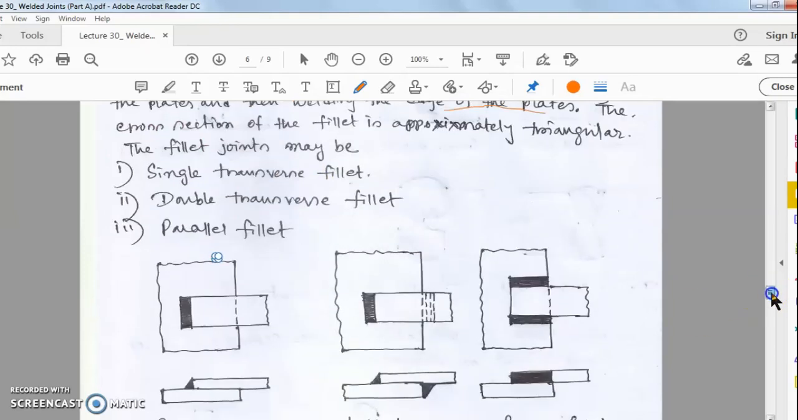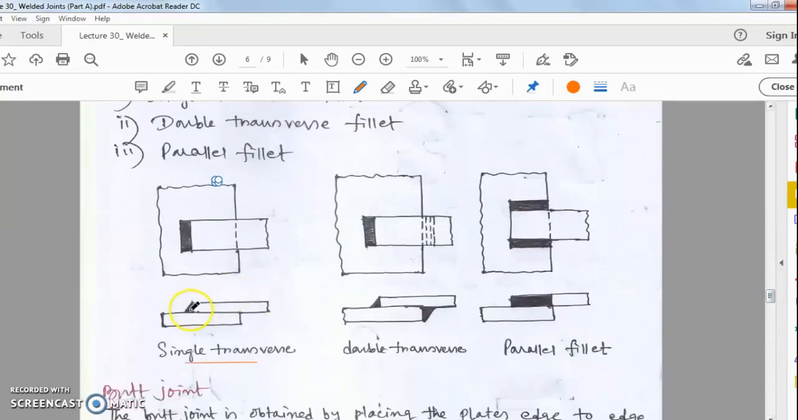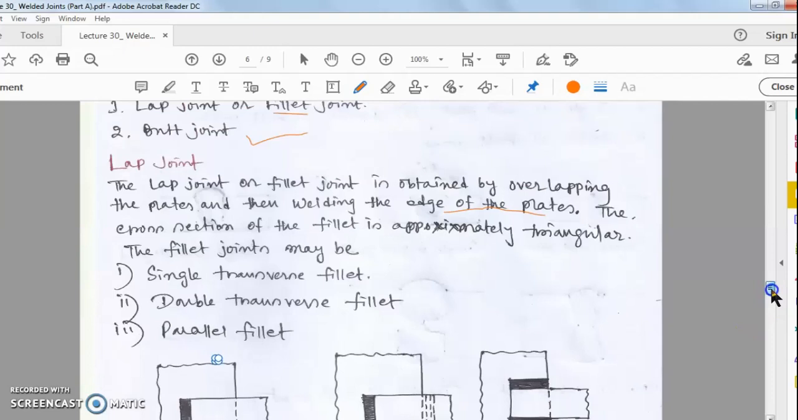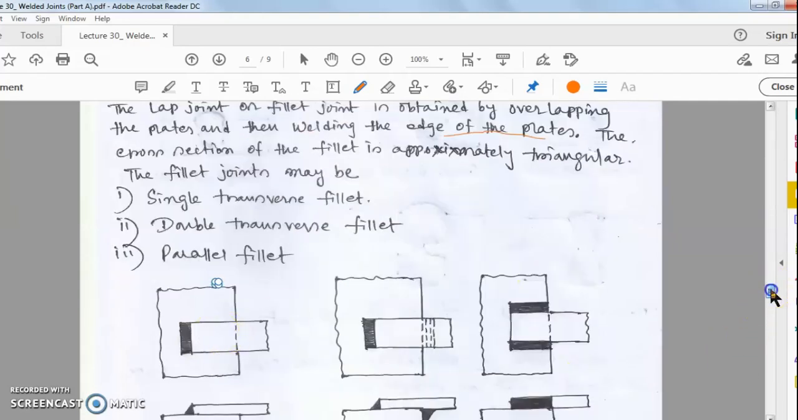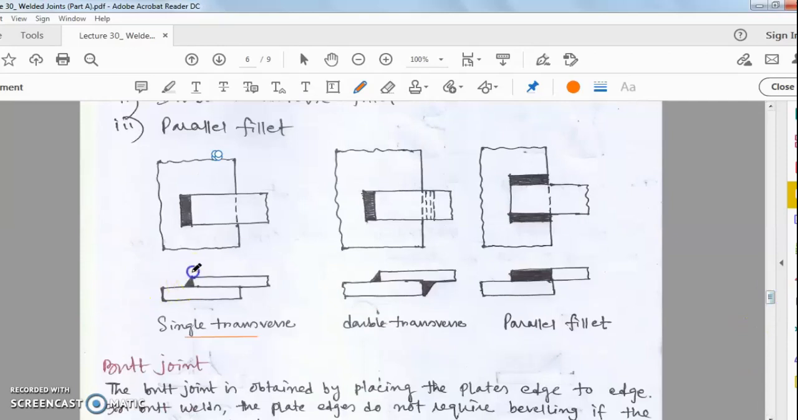Here you see the edges are joined, and one metal is placed above another metal. That means they are overlapped. The cross section of the fillet is approximately triangular. Here you see the cross section. So it is a triangular part. The cross section of this fillet is triangular.